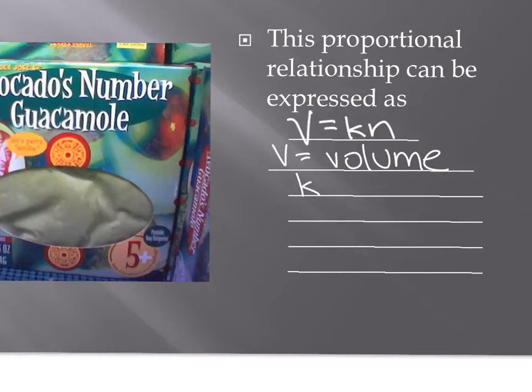So we say V is the volume, K is equal to a constant, and N is the amount of gas in moles.